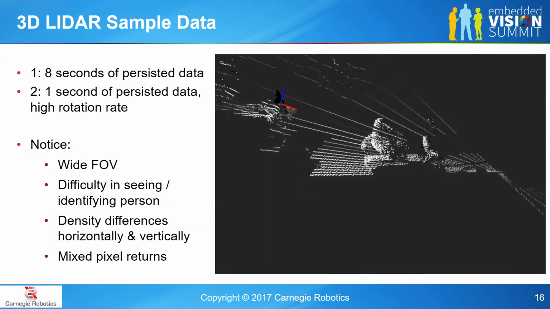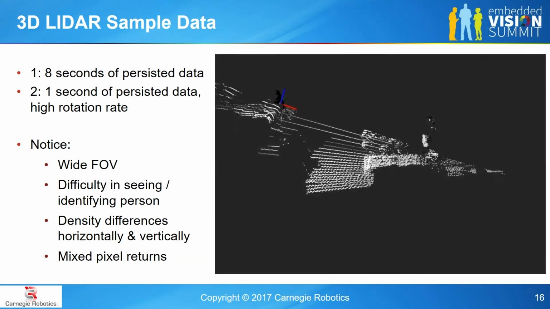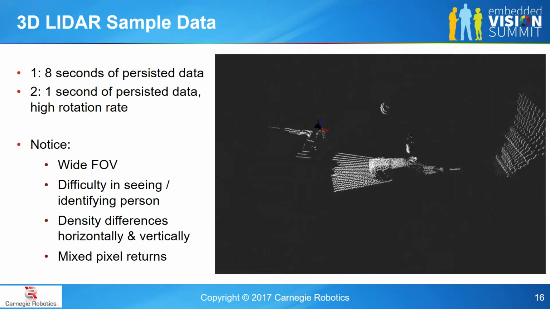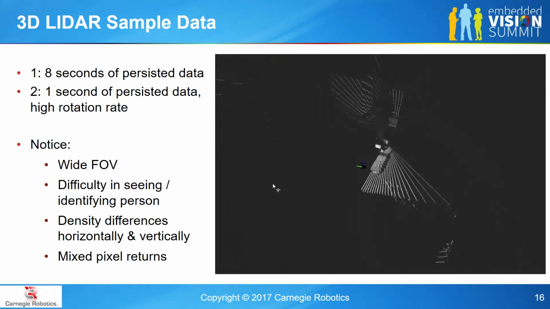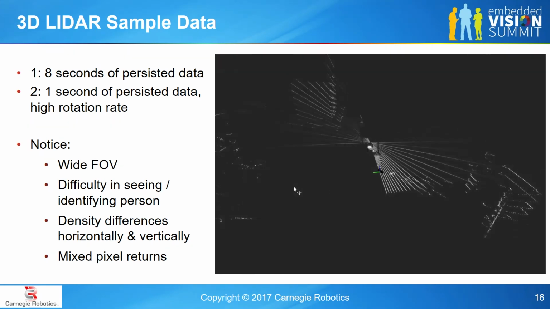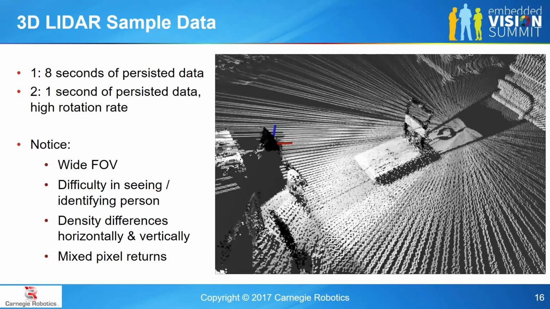And you also see that you can get fast update data, but it gets sparser and sparser the more quickly you want to see the world, and that results in sparser data, which makes it harder to identify objects and harder to see the person walking through this scene.